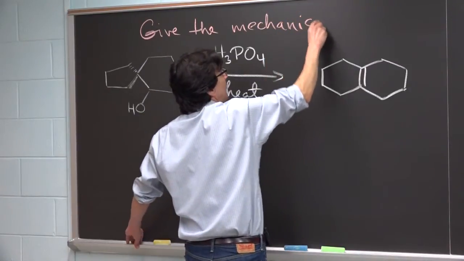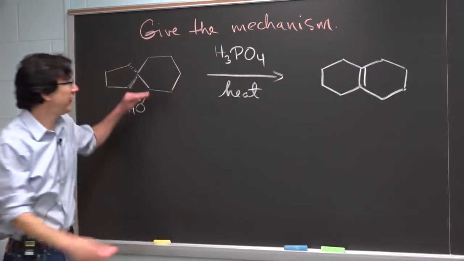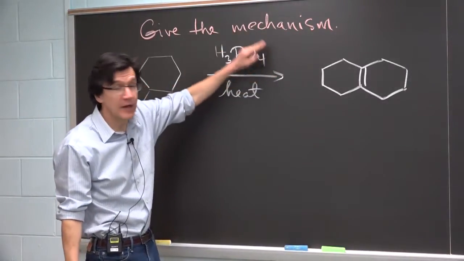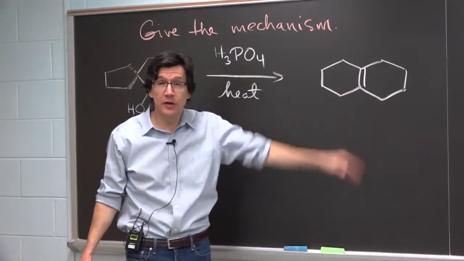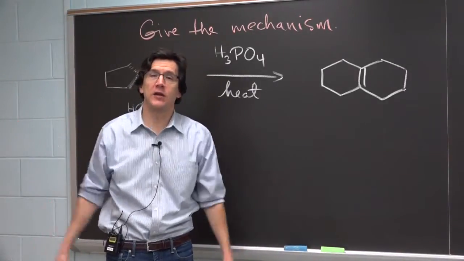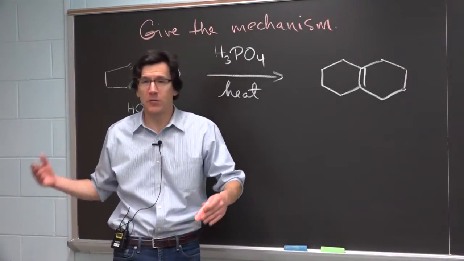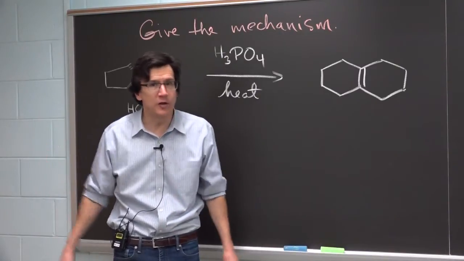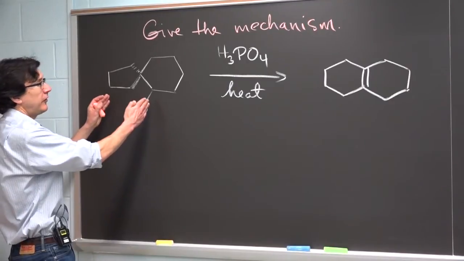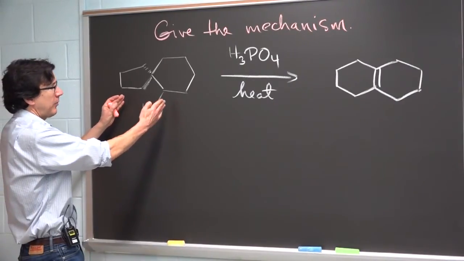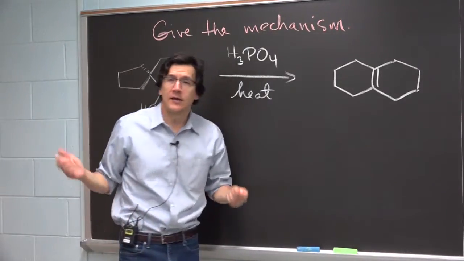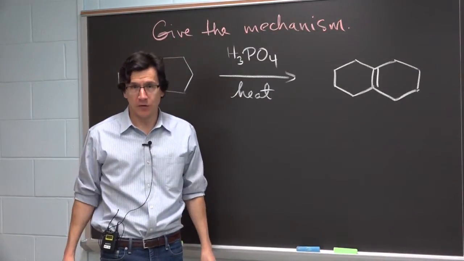Recall that in mechanism problems, you're given the starting material, you're given all the reagents and conditions, and you're given the product. So you're not allowed to bring in some extraneous reagents or different starting materials or any manipulation of that kind. Your job is to propose a reasonable set of chemical steps to get us from here to here and to illustrate those steps using the arrow formalism.